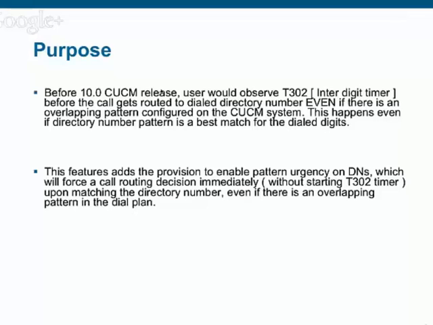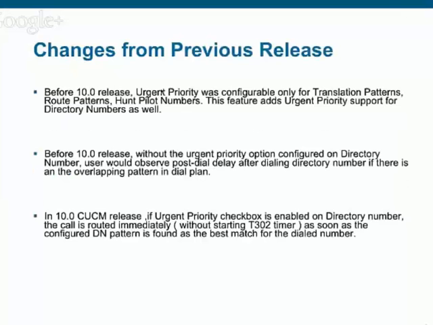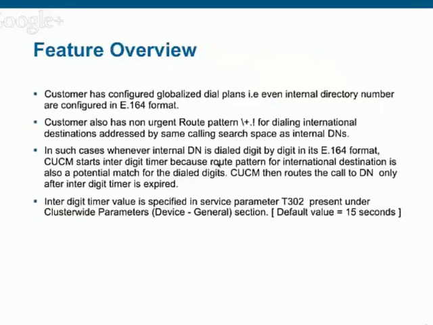So the question that I get asked most of the time is, why would we need that? Let's take an example here. This slide basically talks about the fact that we have only a translation pattern, route pattern, and hunt pilot in pre-10.x, and after 10.x, we have changed this behavior. So let's take an example.